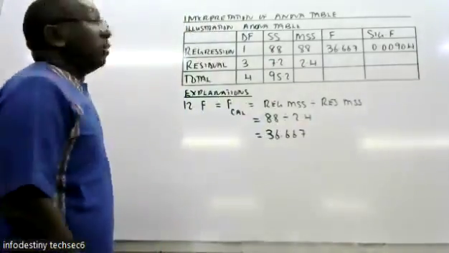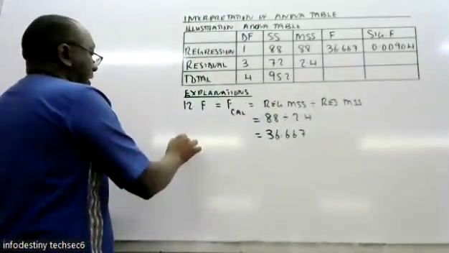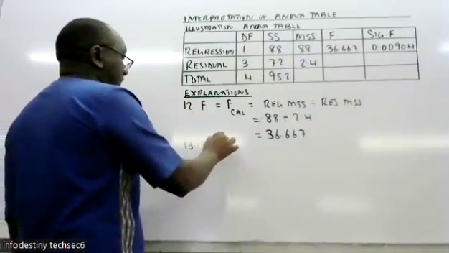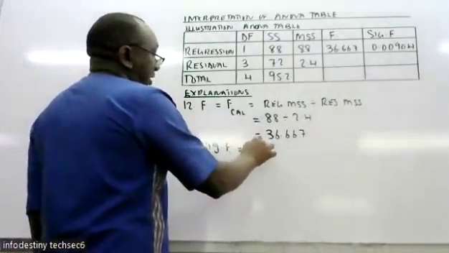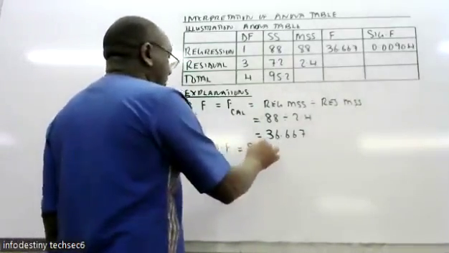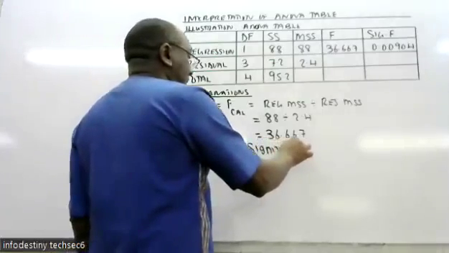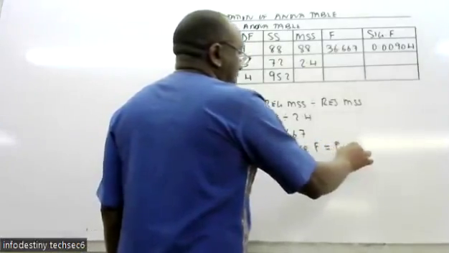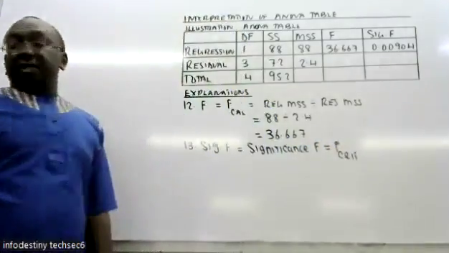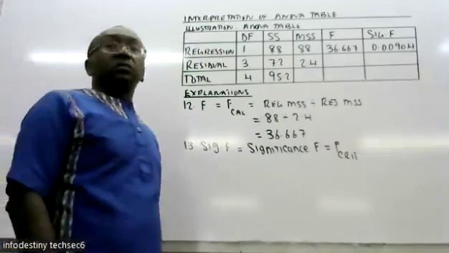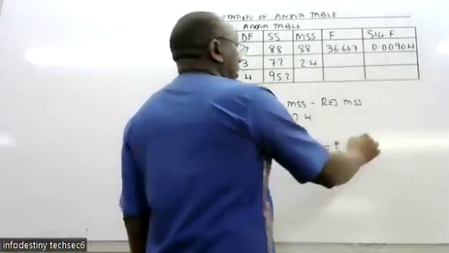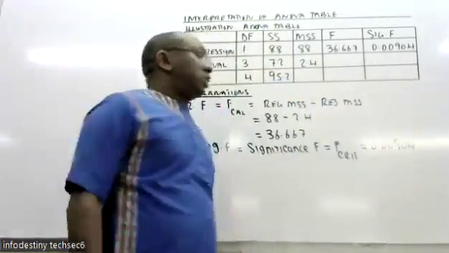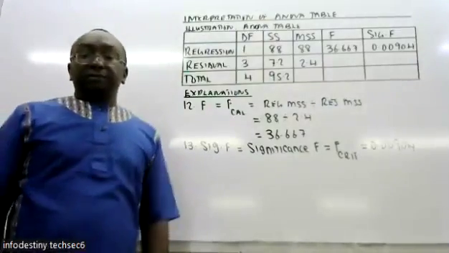Then number 13 is significance F, or sig F. This is what we call F critical. You just pick it the way it is given in the table: 0.00904.